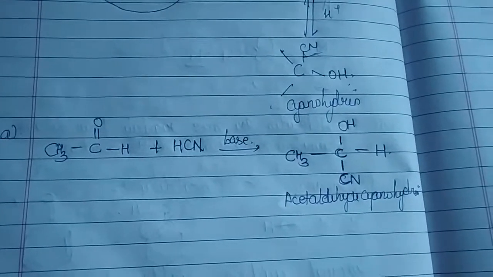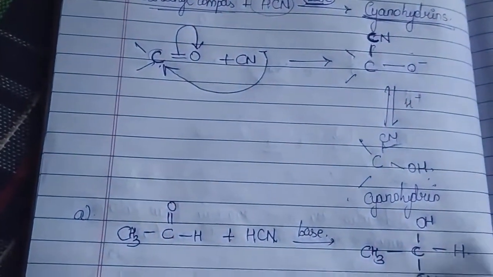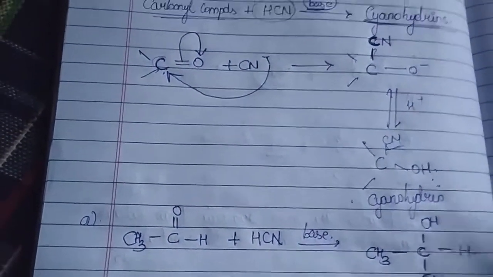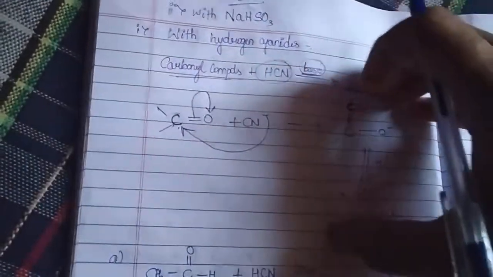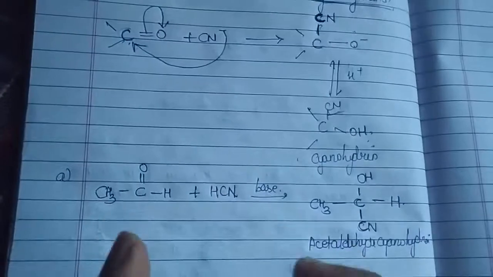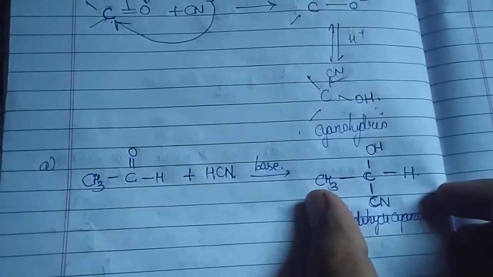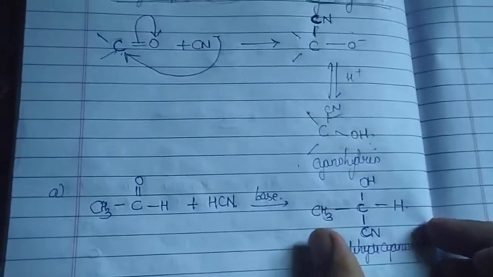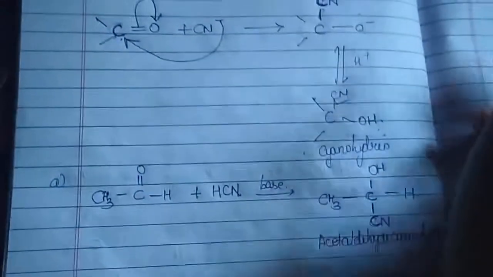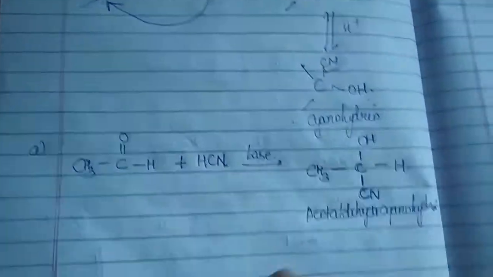Is that clear? Or when they ask you, give a brief note on the addition of HCN or hydrogen cyanide to the carbonyl compounds, then you have to explain what I have explained here, showing each and everything properly. But when they are giving you a particular aldehyde or ketone, you just write the final product. Is that clear? There is a possibility you can write, but don't waste the time. Unless and until they have asked, why you waste your time? Directly you write the final structure. Okay? Let us take one more.